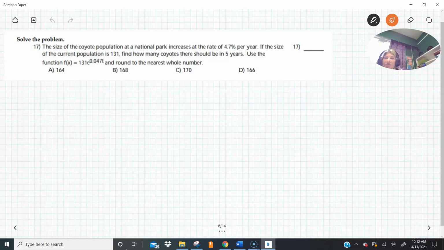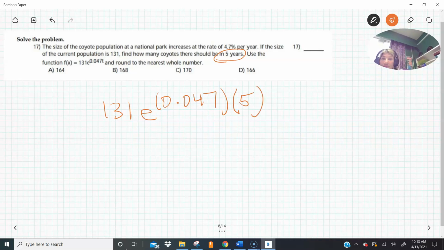17, this is a substitution problem. You are substituting the amount of time into the formula. Use your calculator and you type in your calculator 131. Use your E key. Use parentheses 0.047 and then another parentheses for t, and the time was 5 years. When you type all of that around, we're going to round it to the nearest whole number. Problem number 17, it should work out to be about 166, so D.